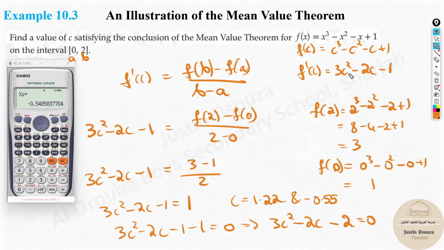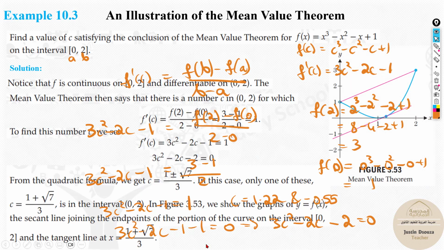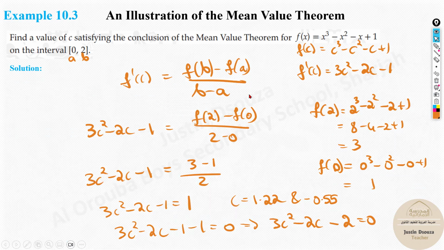Now these are the two values we got. Can we choose this negative value? No, because it's out of the limit. So the final answer would be 1.22. So here you can see 1.22 is considered, right? Let me just remove everything. This is the detailed way to write it out and solve it. And this would be the final answer.